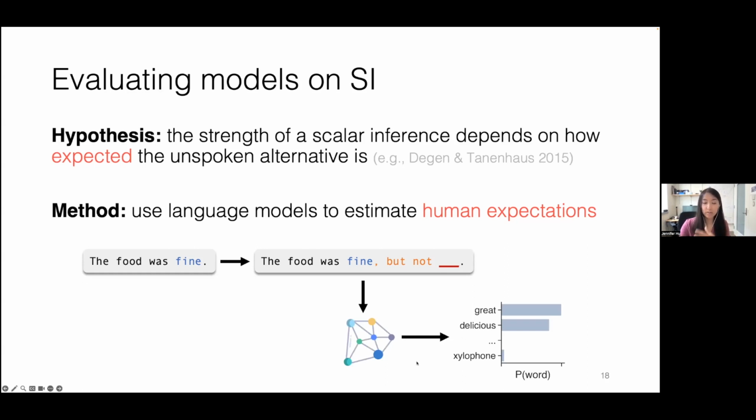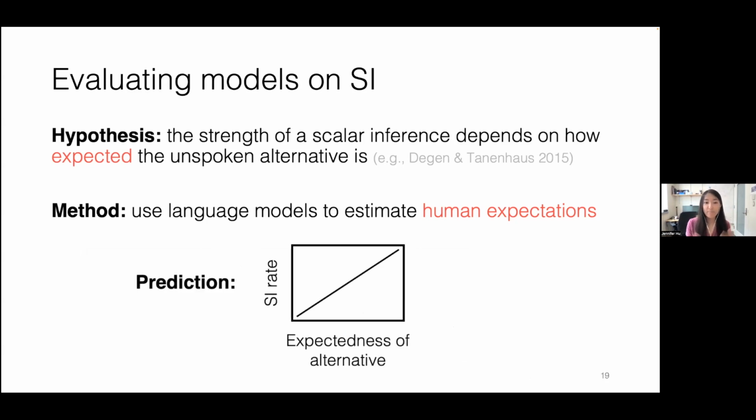So we look at the distribution over possible words that could go in that blank. And in this case, if we're interested in the expectedness of an alternative like "delicious," we just look at the probability of "delicious" assigned by the language model in this context. So more generally, going back to our prediction, essentially, we're testing for a positive relationship between human scalar inference rates and the probability assigned by a language model to the unspoken alternative given this scalar construction context.